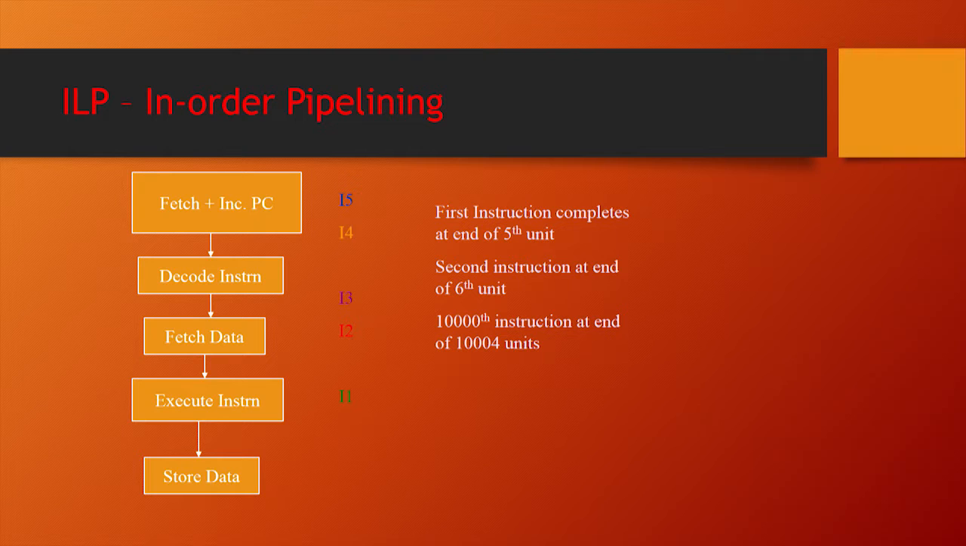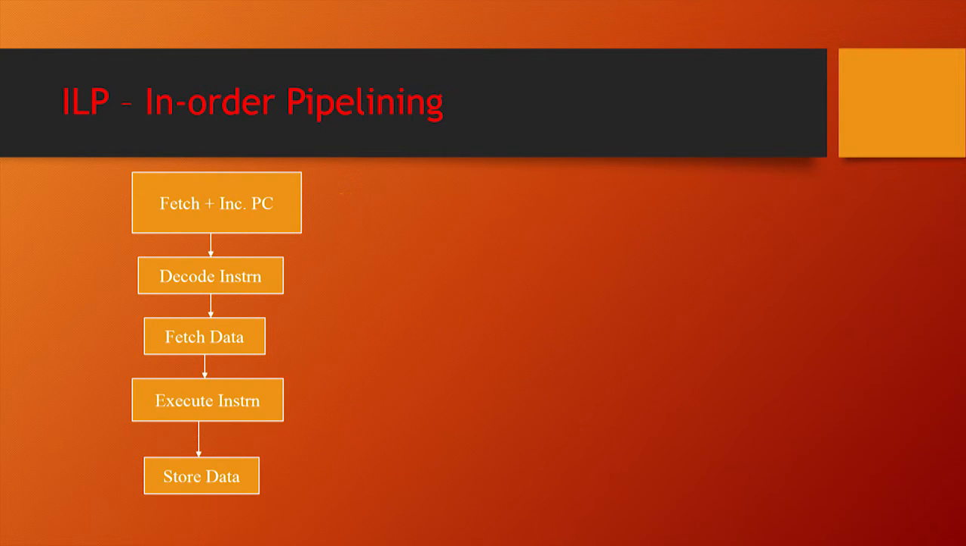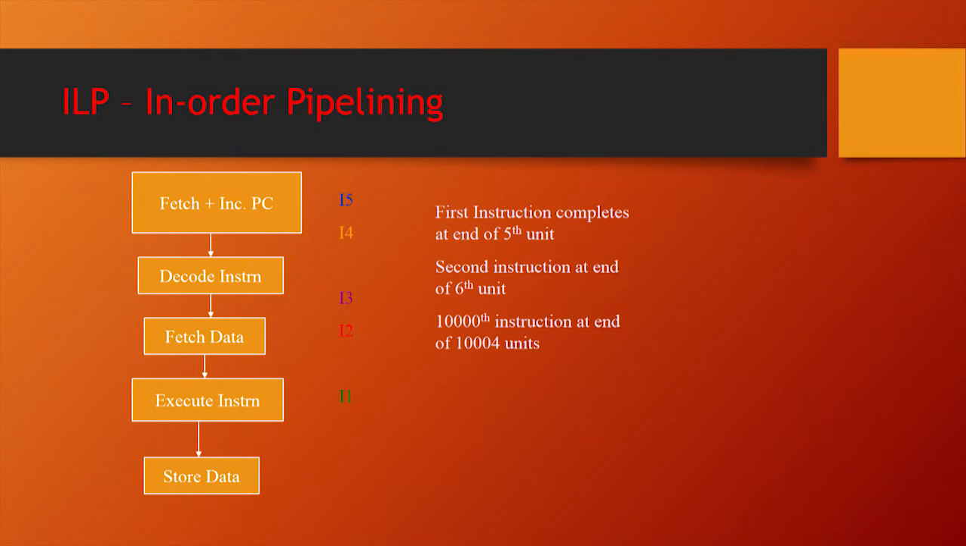So the first instruction finishes at the 5th unit, the second instruction at the end of the 6th unit, just 1 unit of delay. Your 10,000th instruction will finish at the end of 10,004 units. So now your entire thing becomes 5 times faster.